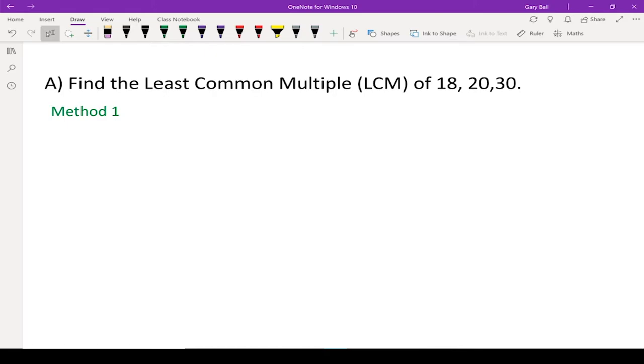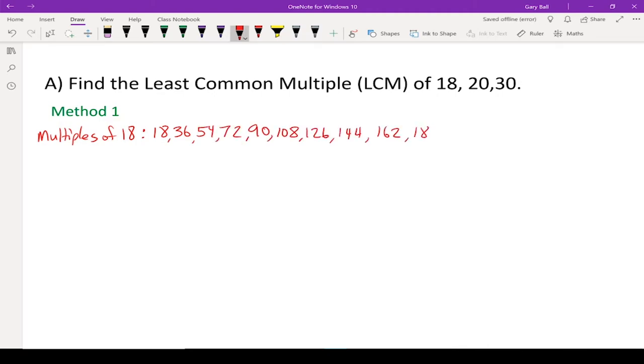Let's start finding a least common multiple of these three numbers, 18, 20, and 30. I'm going to show you two methods. First method, we can just multiply them out. Let's start with 18. 18 times 1 is 18. 18 times 2 is 36. 18 times 3 is 54. 18 times 4 is 72. And 180. And I'm going to stop there, even though I might need to come back and go further. I'm going to go and do the other two. And I'm looking for a multiple in there that is the same to all of them. So I'm not sure how high I really do need to go.